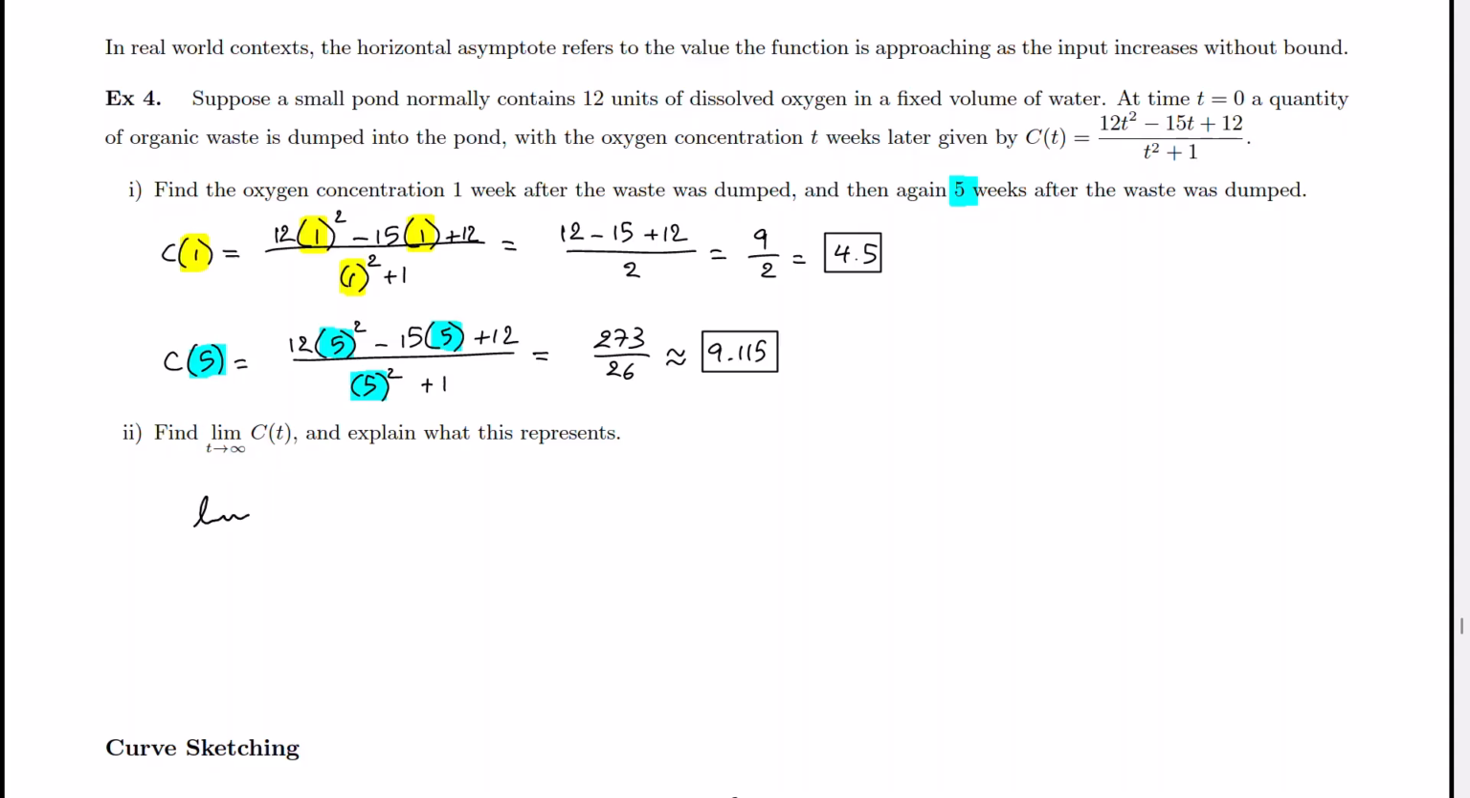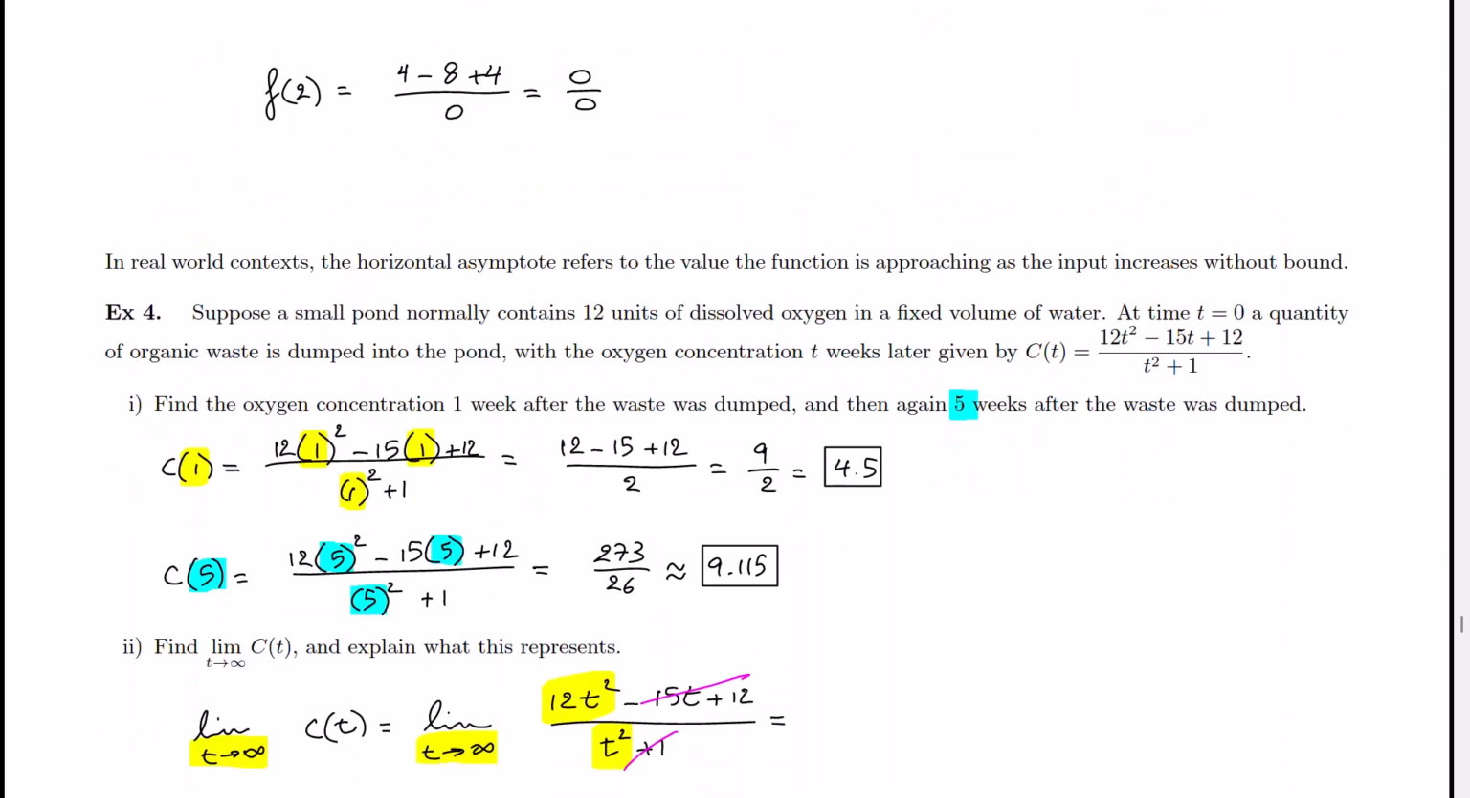So to do this, I'm just going to take the limit as t goes to infinity and figure out what it's going to be. So the limit as t goes to infinity, the function is 12t squared minus 15t plus 12, all divided by t squared plus 1. And so again, my limit has the variable, in this case t, approaching infinity. So the only things that really matter to me are the leading terms in the numerator and the denominator. So in this case, the 12t squared and the t squared from the denominator. So we can pretty much ignore everything else. That's because the time is going towards infinity.